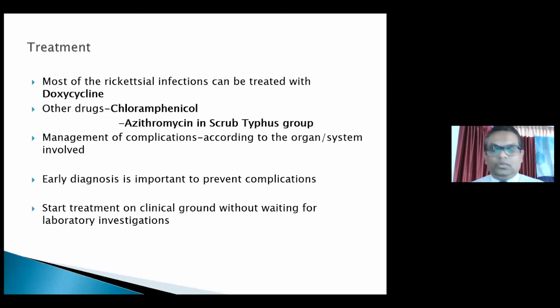Now, regarding treatment, you all know it is very straightforward. You can use doxycycline, that is the drug of choice. There's no doubt. They will respond within 48 hours. But there are other drugs like chloramphenicol, which has been used extensively in the past, and nowadays we don't use. But azithromycin has been used in the scrub typhus group; there's some evidence from other countries regarding its use in scrub typhus. Then, of course, management of complications according to the organ system involvement. Early diagnosis is important to prevent complications, and start treatment on clinical grounds without waiting for the laboratory investigation. That is very important.